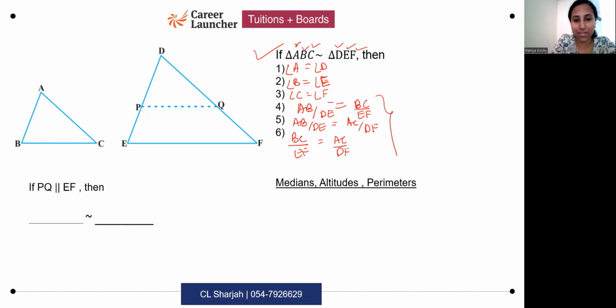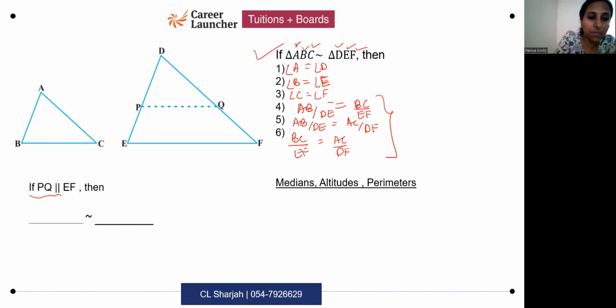We could have obviously written all these together in one single statement. All three are equal to each other. You could have written it as just one single statement. But sometimes you need to split it this way, depending on what you want for that question. So please understand, ratio of the corresponding sides is equal, not that the sides themselves are equal.